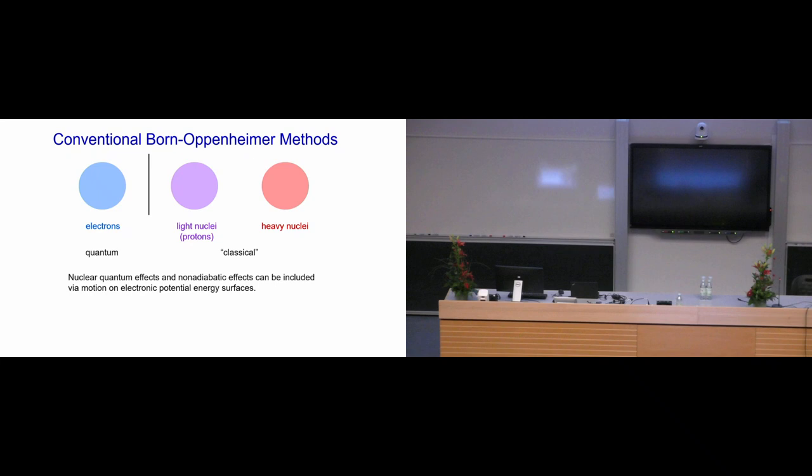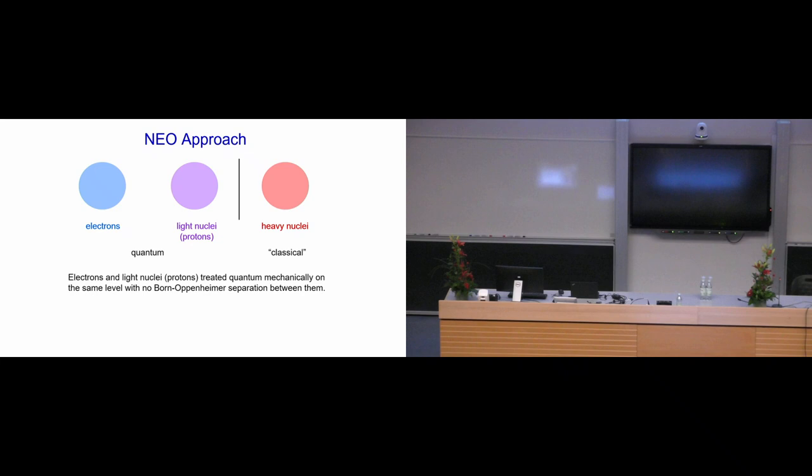So in NEO, what we do is we say, let's shift this line. Let's move some of the light nuclei, the protons, onto the other side and treat them quantum mechanically on the same level as the electrons. So we remove the Born-Oppenheimer separation between the electrons and these protons.